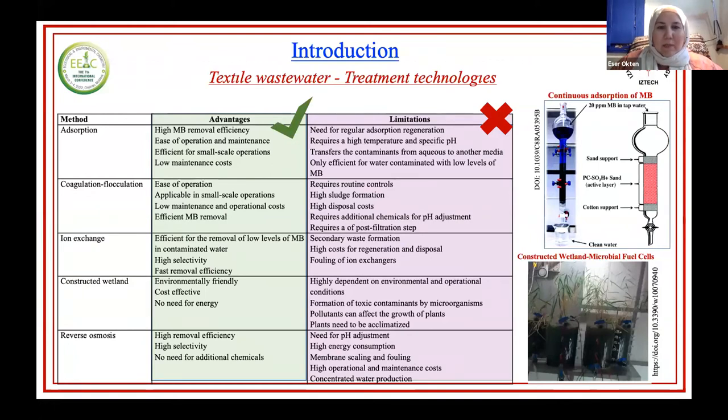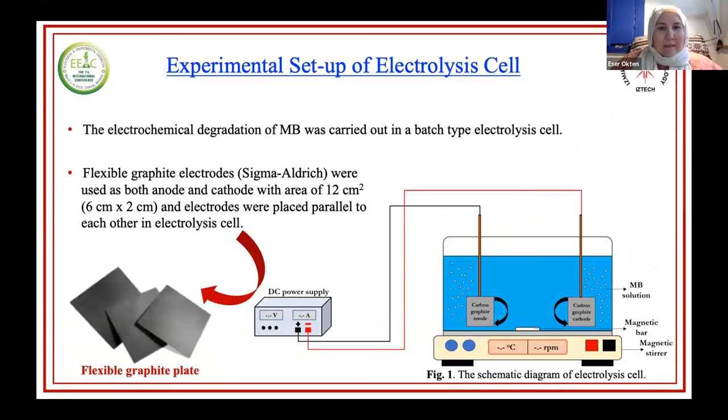Textile wastewater treatment technologies are listed as adsorption, coagulation, flocculation, ion exchange, constructed wetlands, and reverse osmosis. Of course, these have certain advantages and some limitations. So we were looking at electrolysis as a method for the degradation of methylene blue as a model dye.